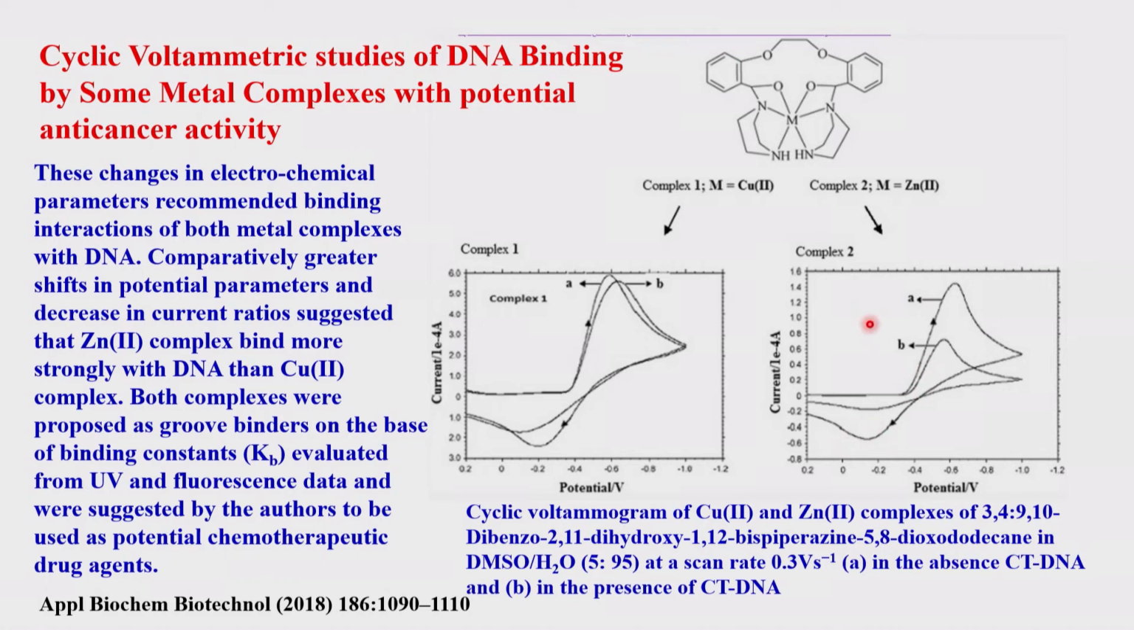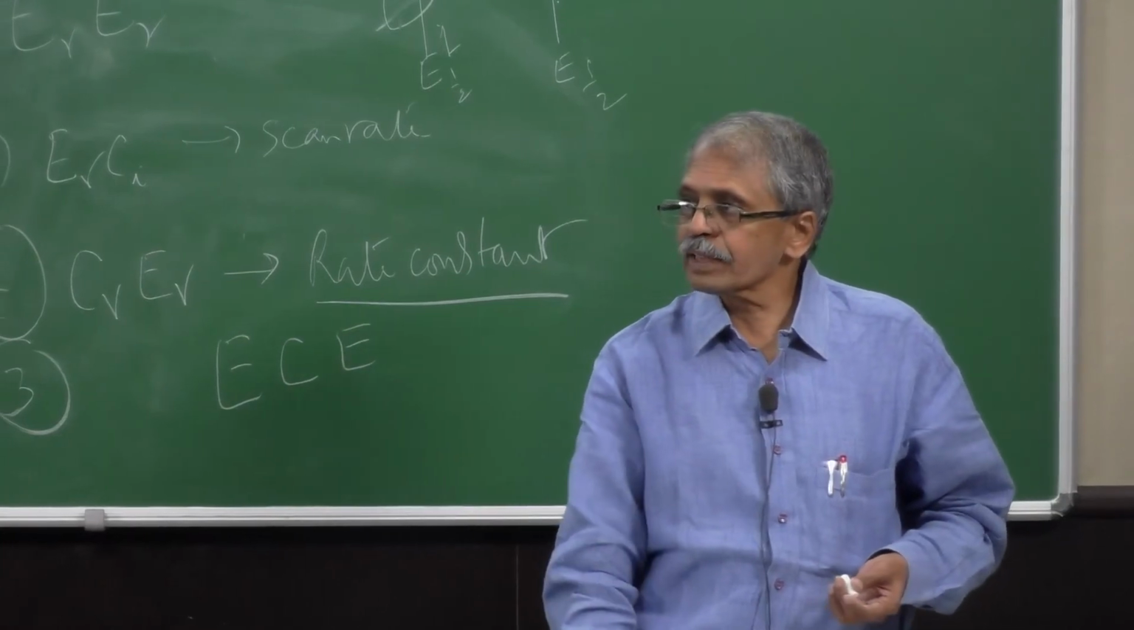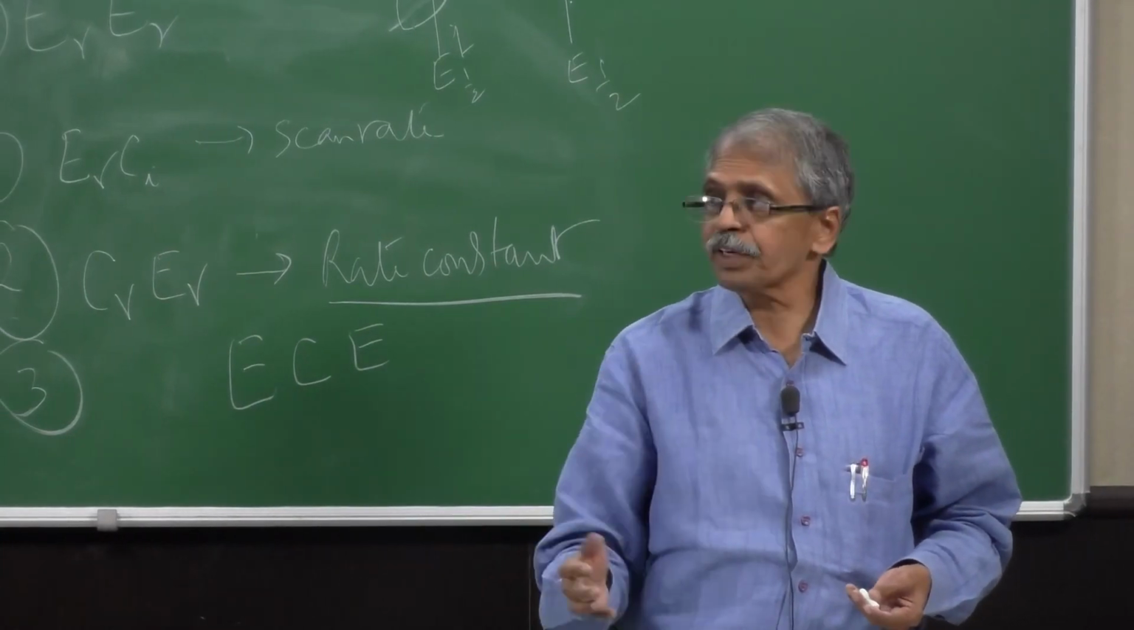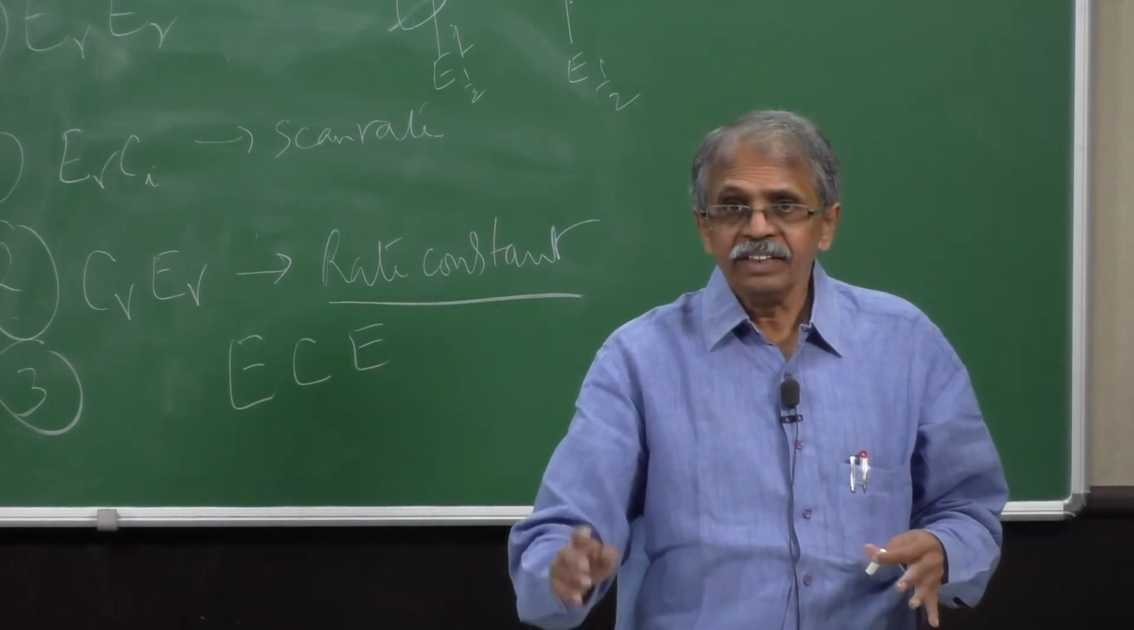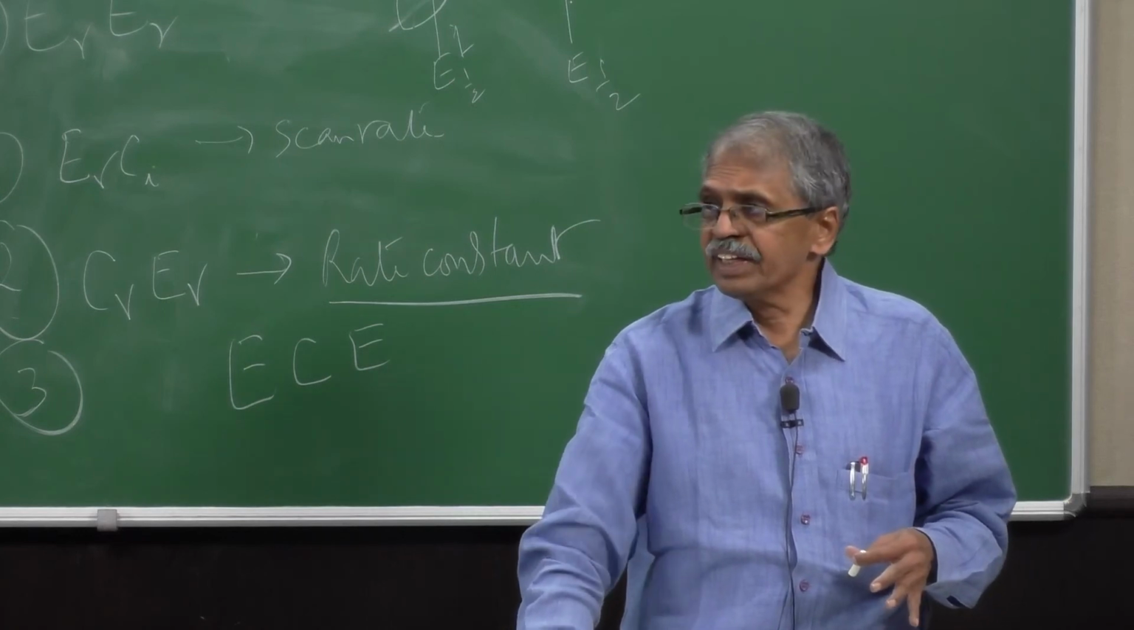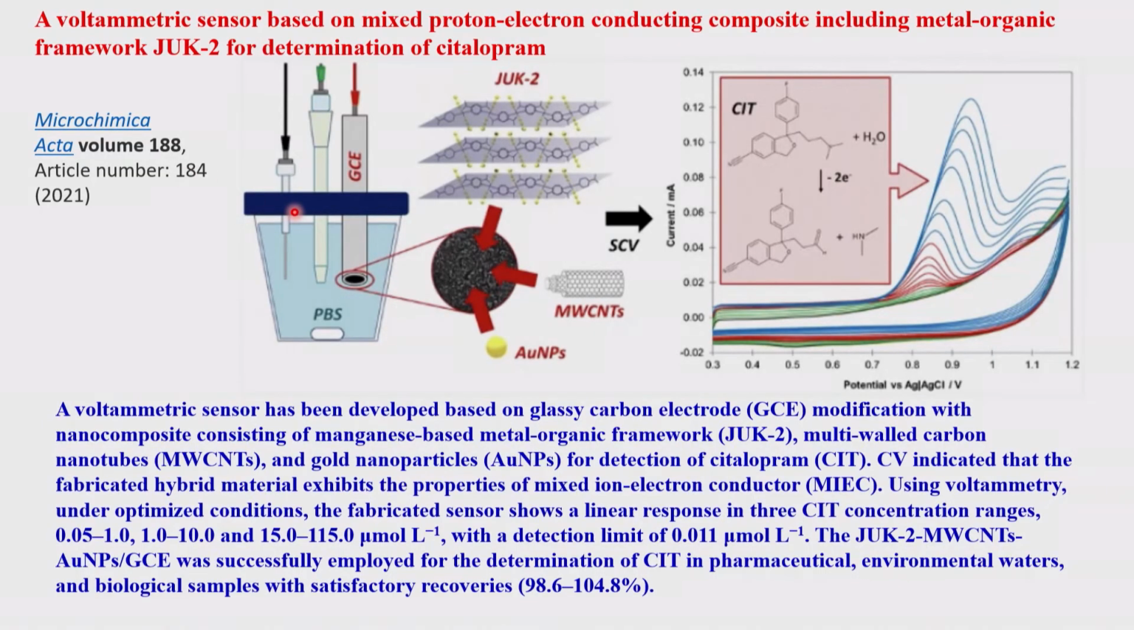So that means the zinc complex is binding much more strongly to the DNA helix by groove binding. Both of them are binding. The copper complex is binding to a very little extent, whereas the zinc complex is binding to a greater extent. Other details you can read; I have also given the reference if you want more details, but it is not required as far as the electrochemistry experiment is concerned. Therefore, voltammetry can be used to tell whether this compound is binding to the DNA or not. You can also get some other kinds of information.